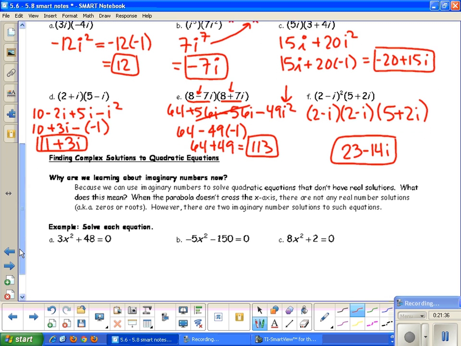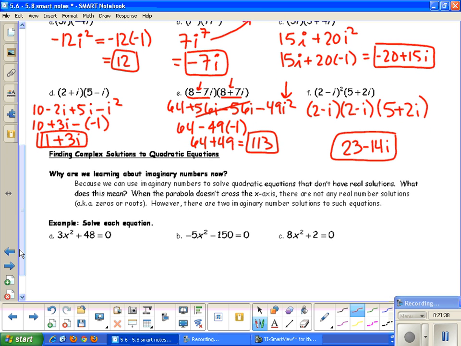So why are we learning about imaginary numbers now? The reason is because we can use imaginary numbers to solve quadratic equations that don't have real solutions. So what does that mean? When the parabola doesn't cross the x-axis, remember there are not any real number solutions, aka no zeros or roots. However, there are two imaginary solutions to each of these equations.